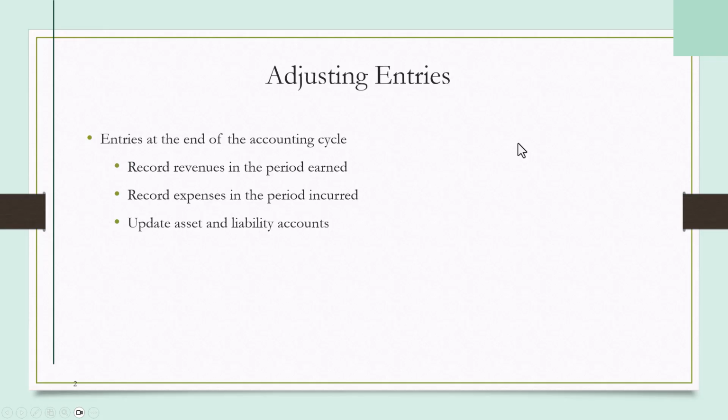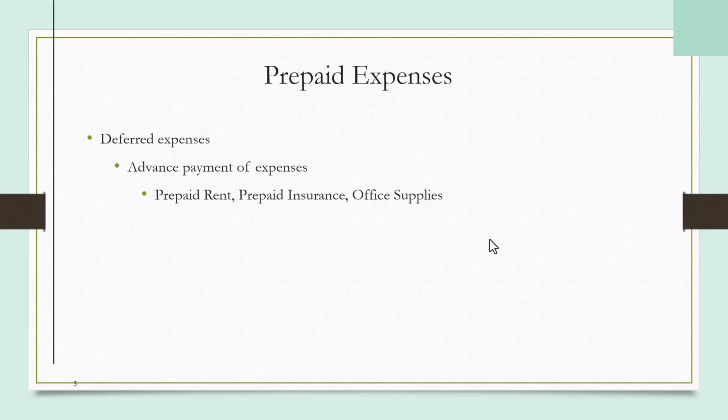First of all, just to refresh your memory, adjusting entries are done at the end of the accounting cycle, typically at year end. And these are to record revenues in the period earned, record expenses in the period incurred, and update asset and liability accounts. And I also went over some terminology in the previous video.